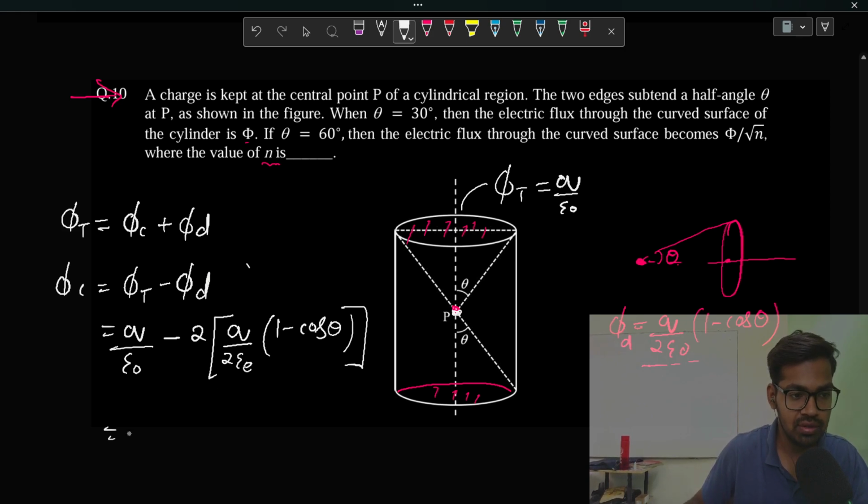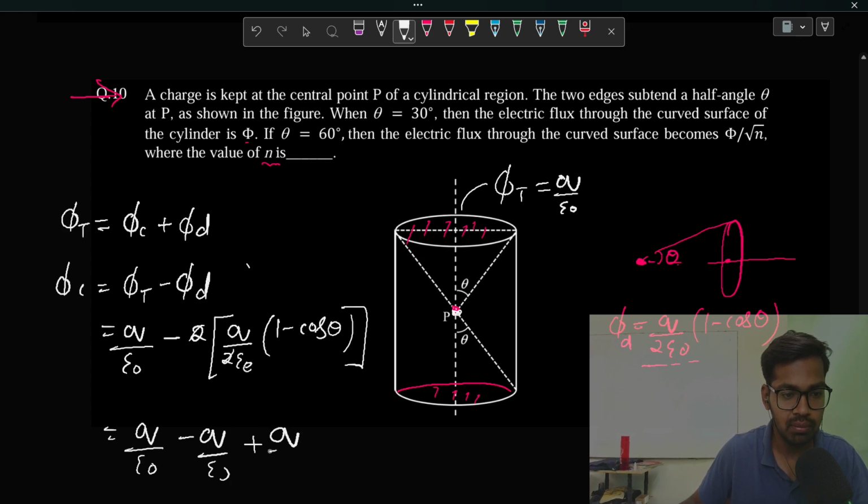Just solve this equation: the 2 will cancel out, giving q by epsilon naught minus q by epsilon naught, plus q by epsilon naught into cos theta. That value will cancel out. The final answer for the curved surface will be q by epsilon naught into cos theta.